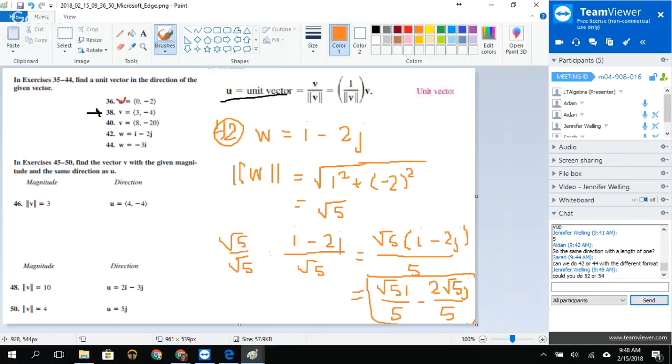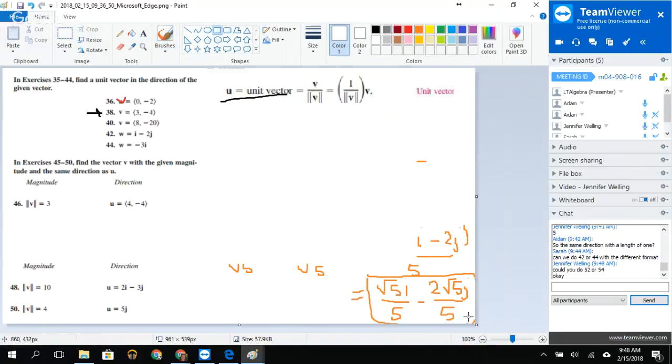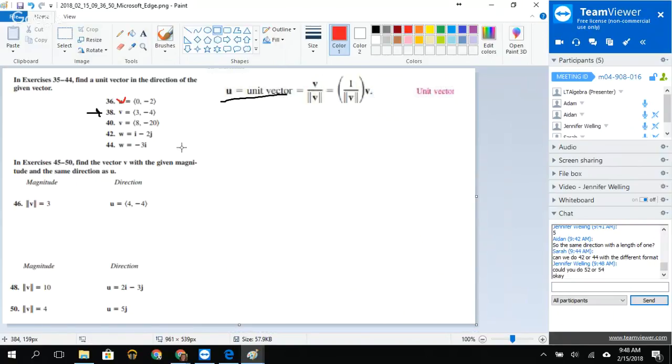Actually, I was gonna do one. I was gonna try to do 46 and then maybe 52. All right. So number 46 kind of takes this concept to the next level for you. It's not just finding the unit vector, but then helping us use the unit vector to solve another vector. That totally makes sense, right?